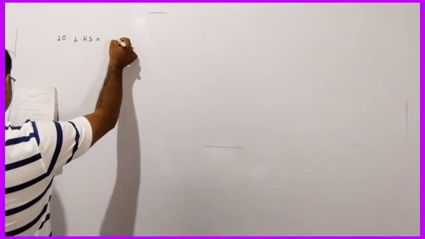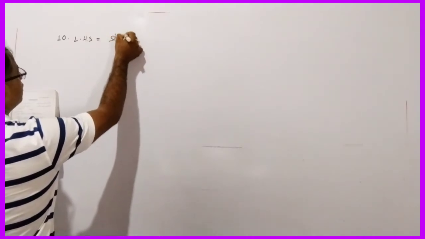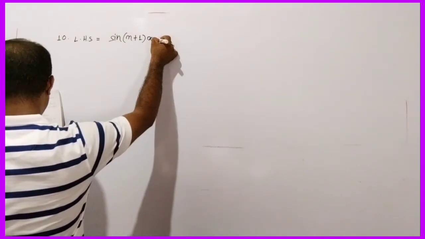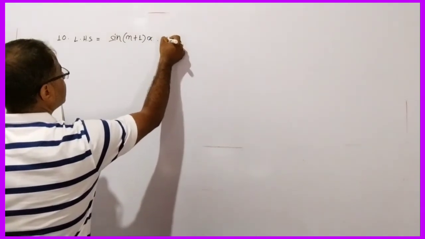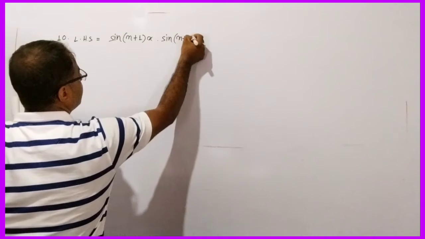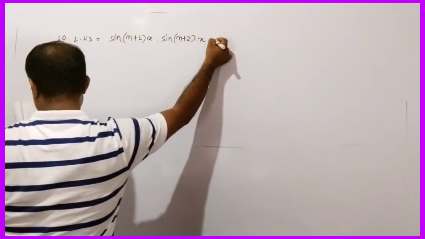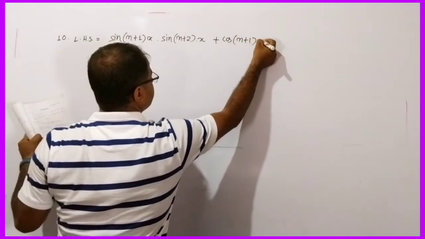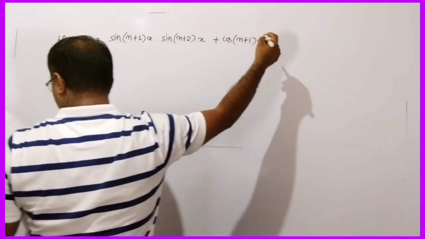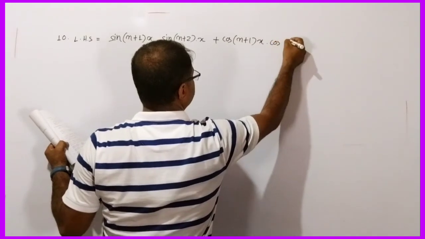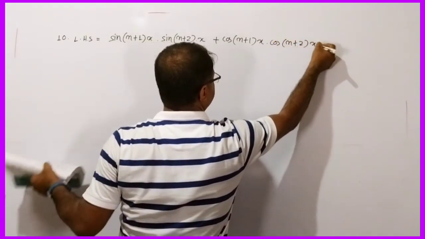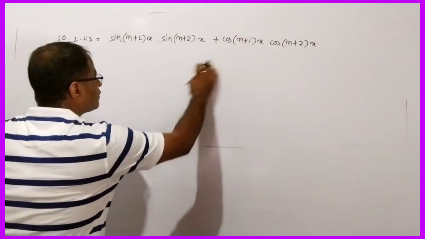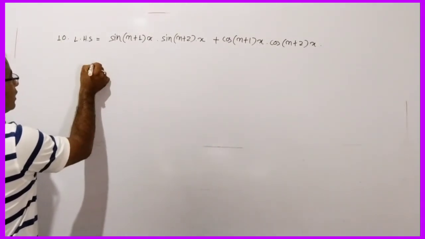Sin of (n + 1) into x, into sin of (n + 2) into x, plus cos of (n + 1) into x into cos of (n + 2) into x. Now I'm going to rearrange the left hand side.